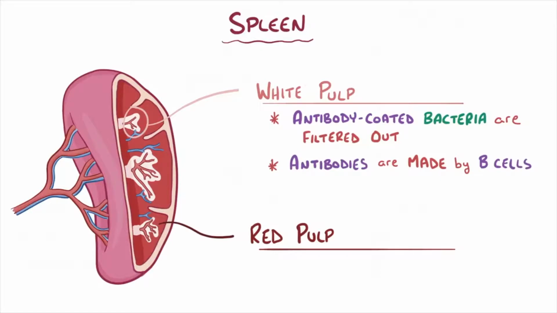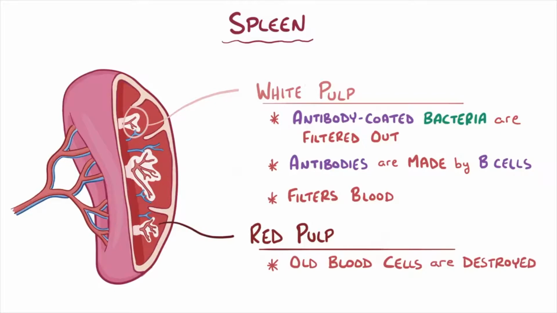In a sense, the white pulp of the spleen is like a giant lymph node. Although unlike a lymph node which receives unfiltered lymphatic fluid, the spleen receives blood. The red pulp of the spleen is where old and defective blood cells are destroyed, and their parts, which are the hemoglobin, the heme chain, and the iron, are either broken down or recycled.